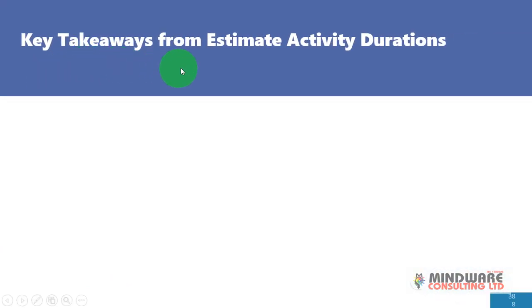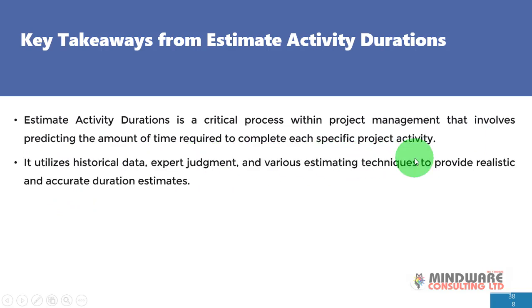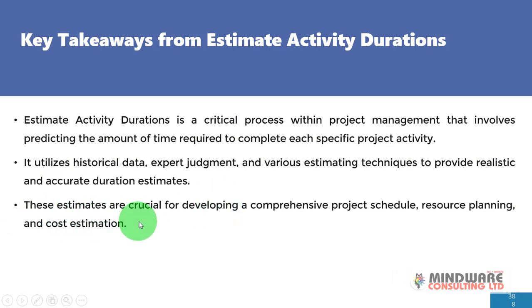So what are the key takeaways from estimate activity durations? Firstly, estimate activity durations is a critical process within project management that involves predicting the amount of time required to complete each specific project activity. It utilizes historical data, expert judgment, and various estimating techniques to provide realistic and accurate duration estimates. These estimates are crucial for developing a comprehensive project schedule, resource planning, and cost estimation.